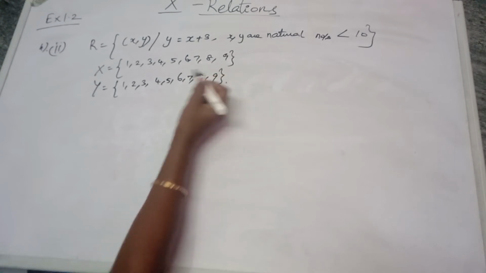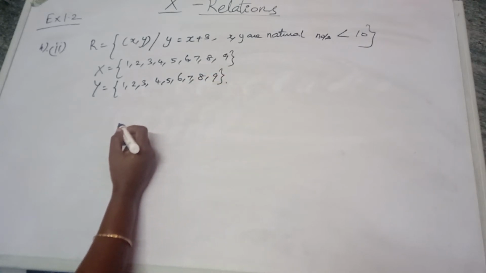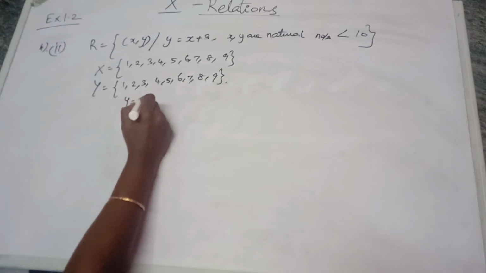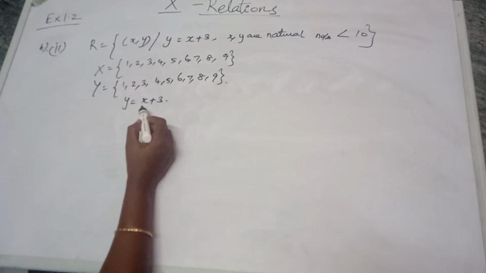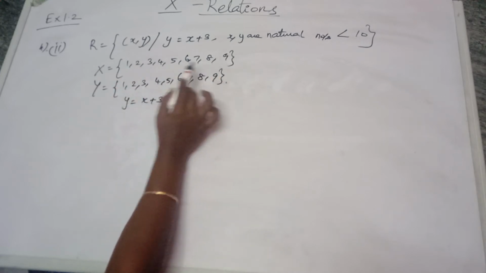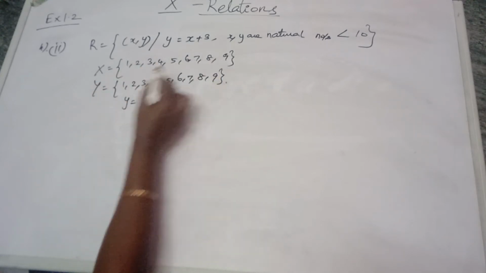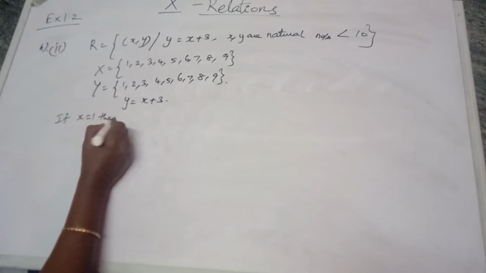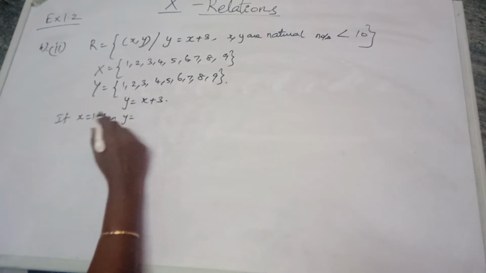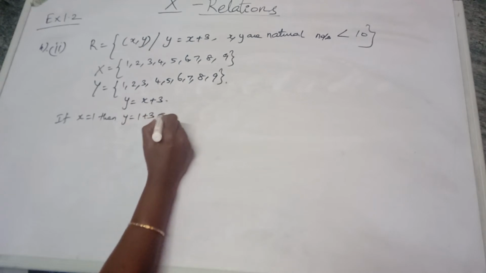Okay, so the sets x and y we have written. Now here the condition is y equal to x plus 3. So now we have to take, in the place of x, we have to substitute each and every element from the first set. First set 1 to 9 is there. So if x equal to 1, then y equal to, in the place of x you substitute 1, 1 plus 3 equal to 4.